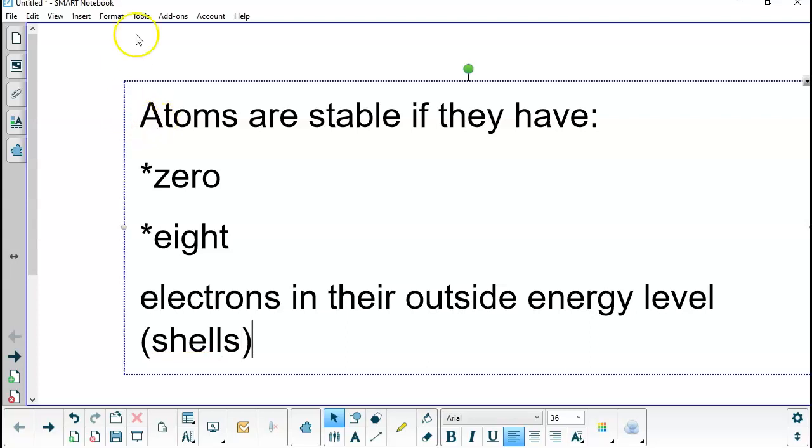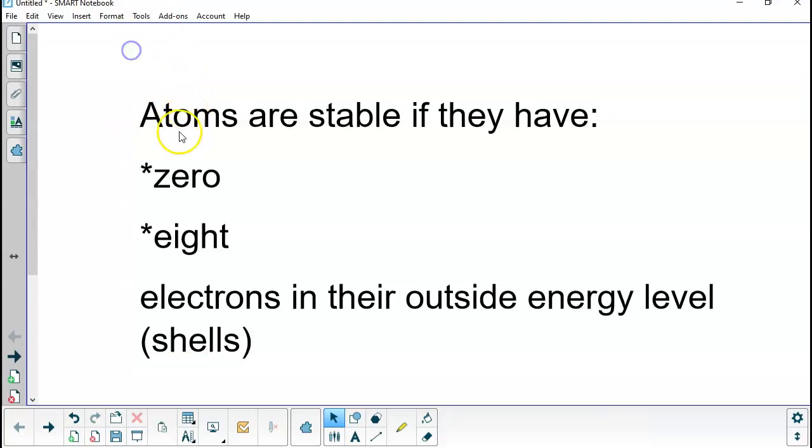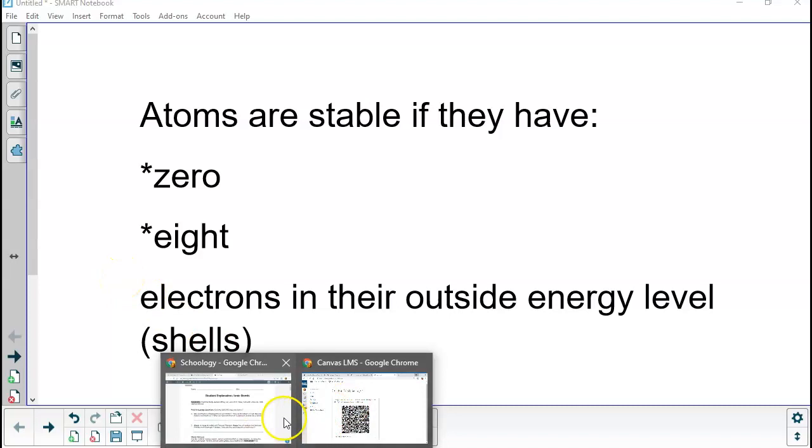So if an atom has close to 0, maybe it only has 1 or 2, if we give those away, then the atom has 0 electrons and it's happy and stable. If an atom has close to 8, like 6 or 7, it can pick up a couple extras in order to get that full energy level of 8. Now our simulation today is going to help us see those things.